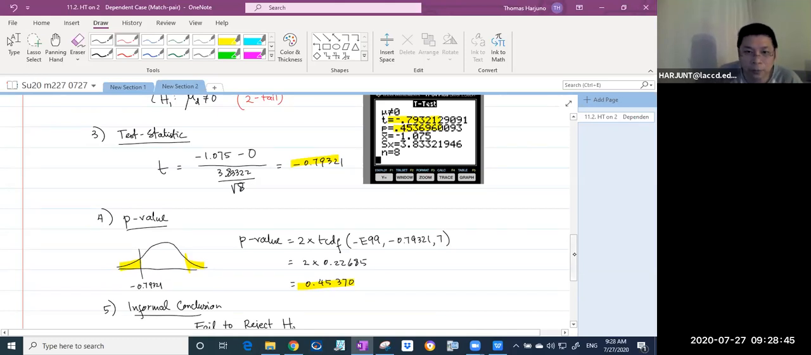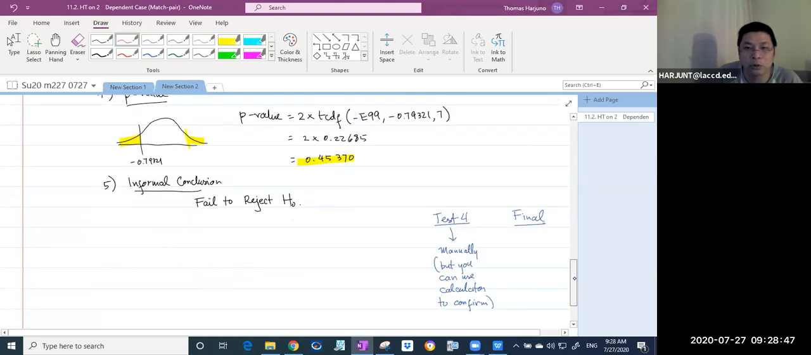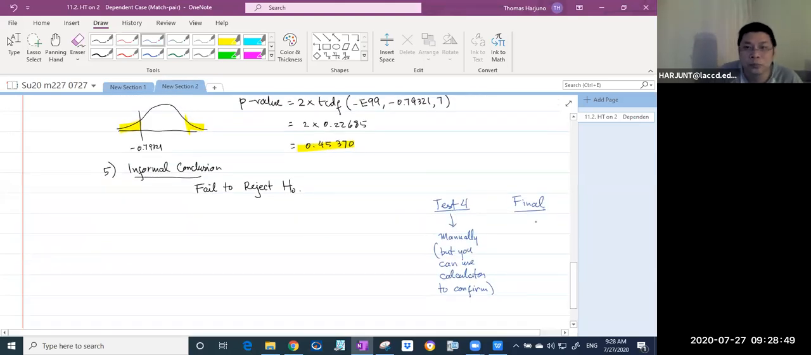Okay, for my test 4, I still need you to show that manually, and of course use your calculator to confirm. Okay, do the template as usual. Okay, but can quote result from calculator.